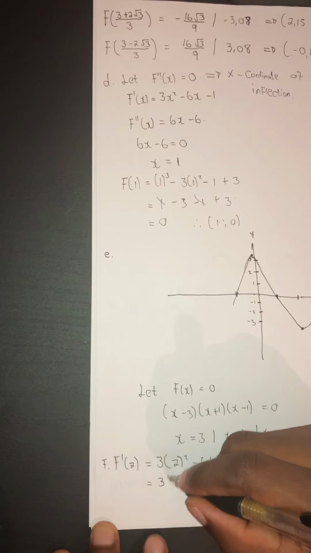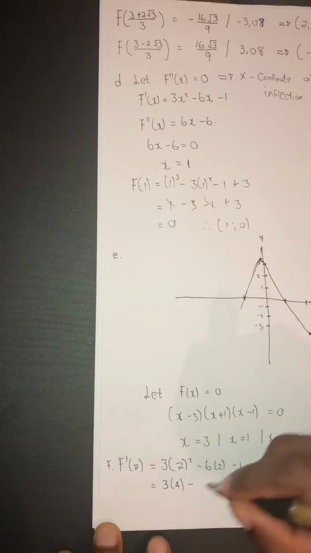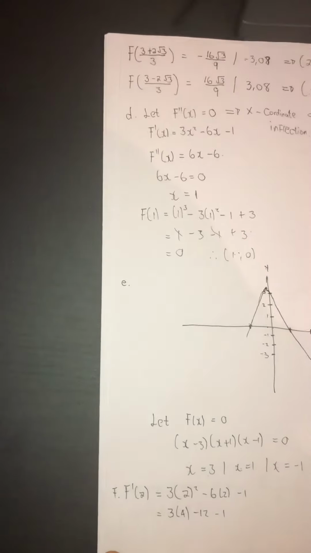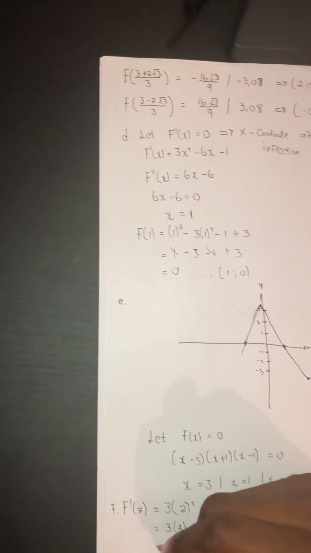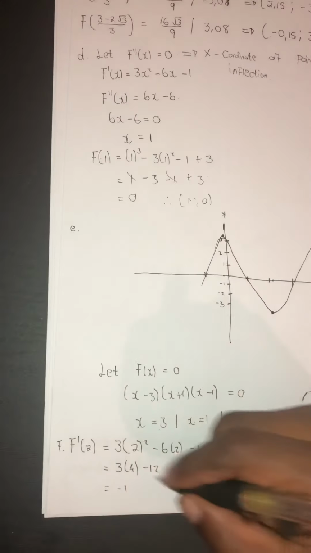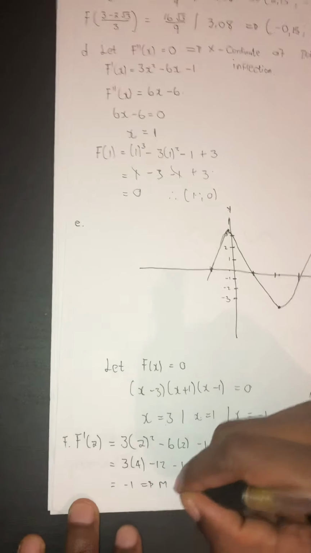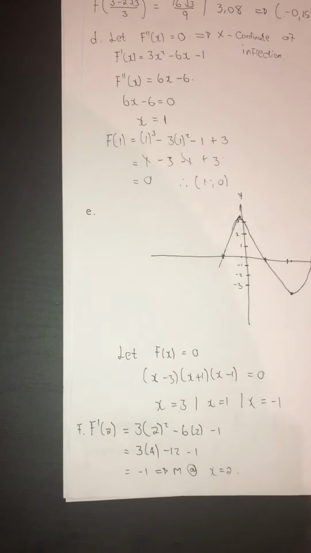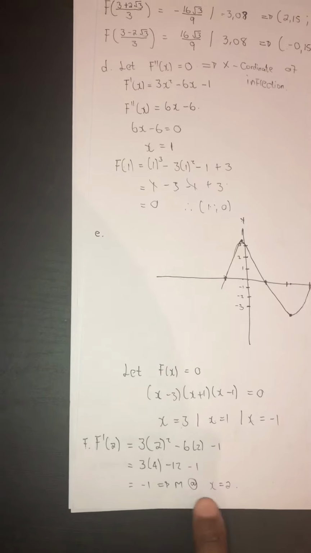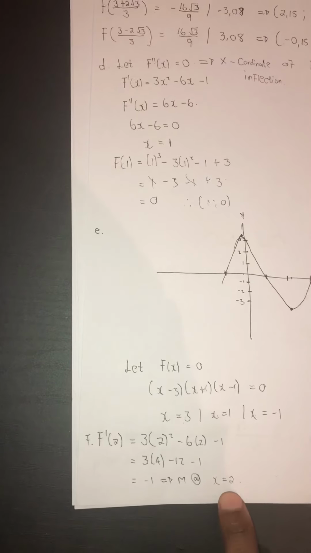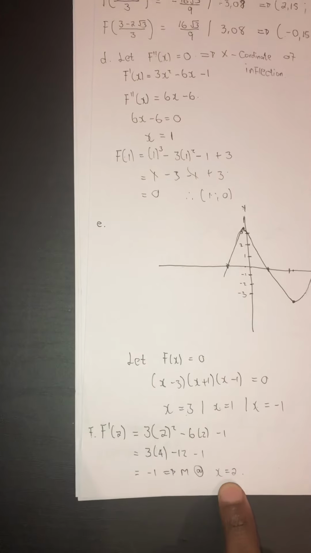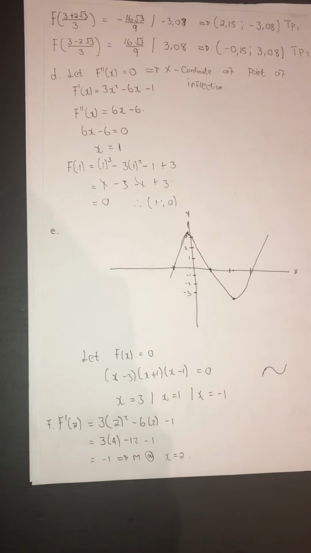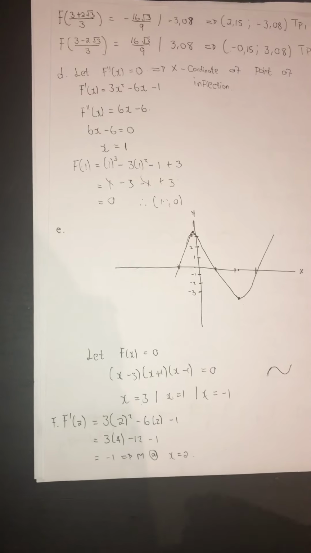3 times 4 minus 12 minus 1. That will be 12 minus 12 minus 1. That will be -1. Remember, what is this -1? This is our m at x is equal to 2. So we know that at x is equal to 2, our m is in fact -1. So what do we need to calculate? Now we need to calculate the corresponding y value at x is equal to 2.